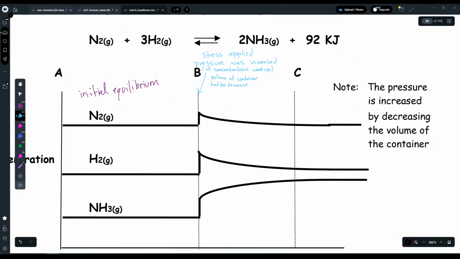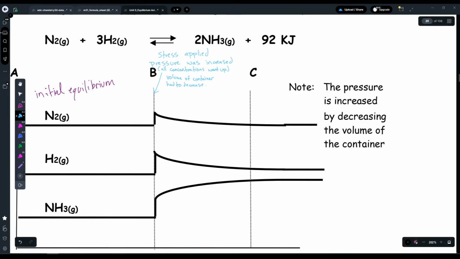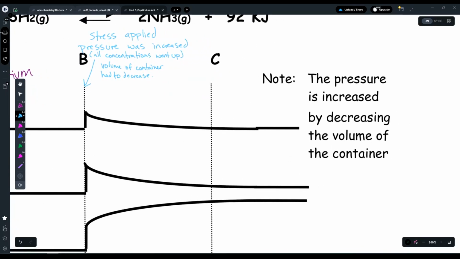Okay, so point B is where the stress is applied, and all of these curves that come after the stress is the equilibrium shifting in order to deal with the stress that's applied to it. Okay, so at point C, that's where our concentration lines become parallel, so that's when you know that a new equilibrium has been established.